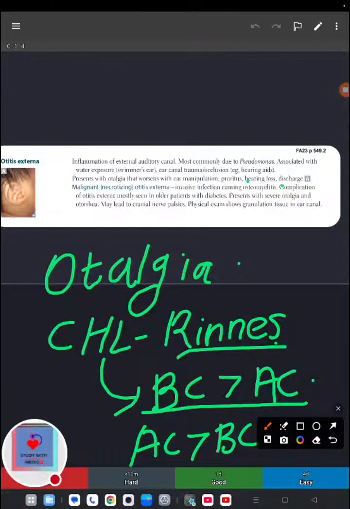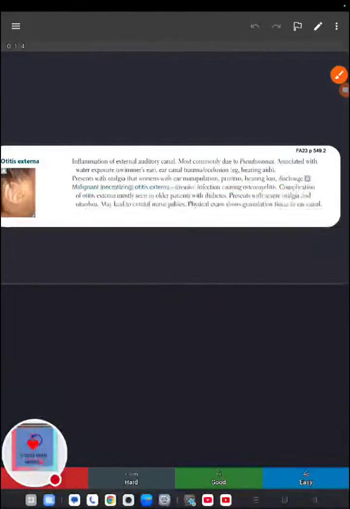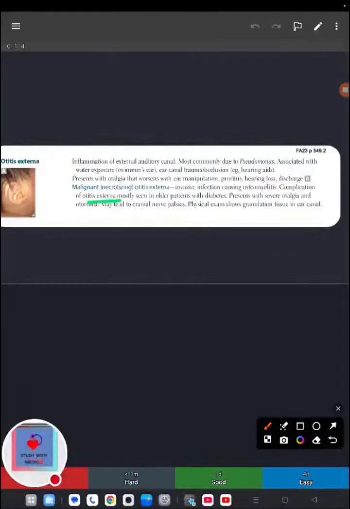Malignant otitis externa: invasive infection causing osteomyelitis. So what is malignant otitis externa? Invasive infection causing osteomyelitis, bone is involved. It is a complication of otitis externa mostly seen in older patients with diabetes.